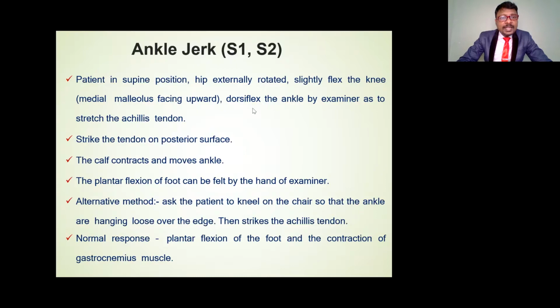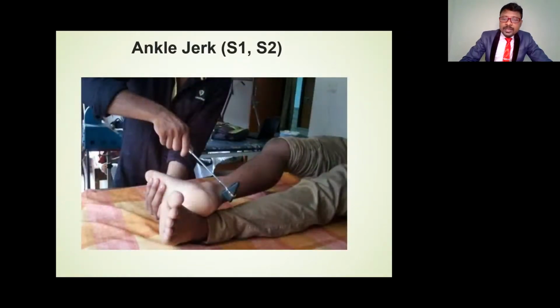The next one is the ankle jerk. For the ankle jerk, the patient should be in the supine lying position, with the hip externally rotated. Here we make them lie supine, with the hip in external rotation, the knee slightly bent in flexion, and the foot brought to dorsiflexion. In these positions, with the foot dorsiflexed, tap over the tendo-Achilles.